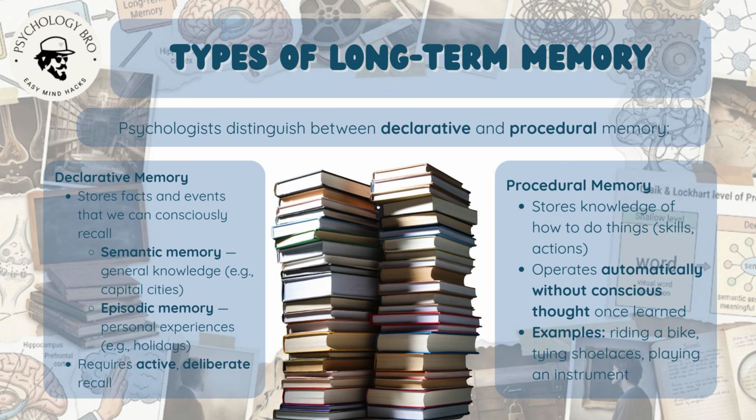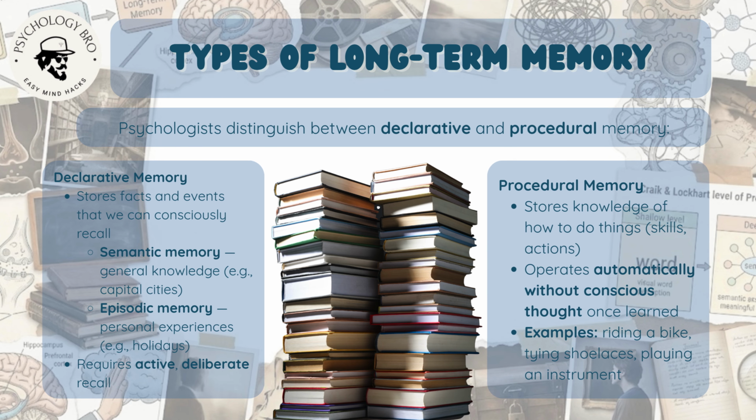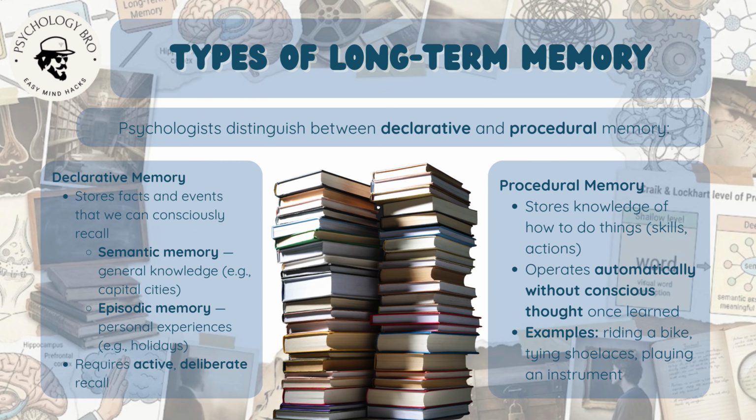On the other hand, we have procedural memory. This stores knowledge of how to do things, your skills and actions. Once learned, it operates automatically without conscious thought. Examples: riding a bike, tying your shoelaces, or playing an instrument.